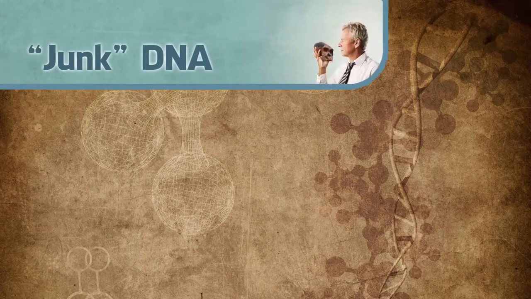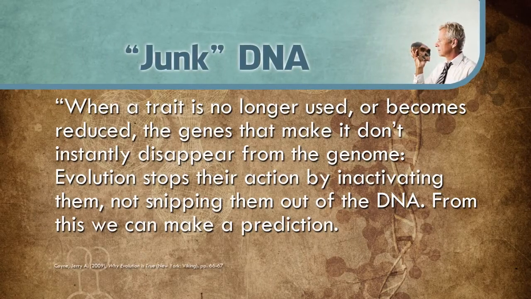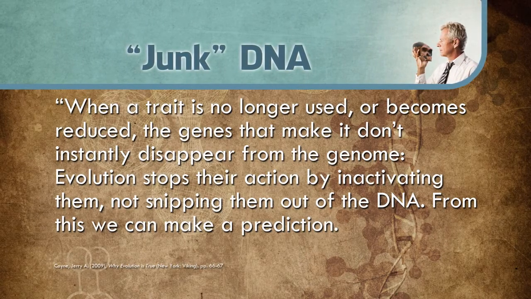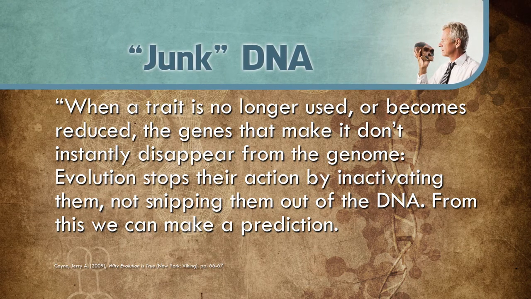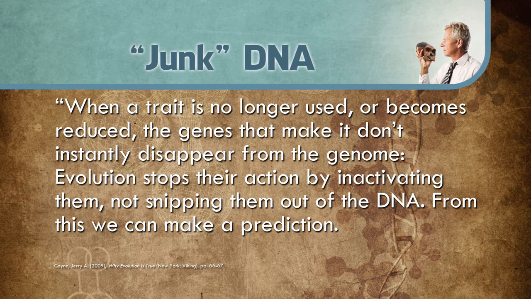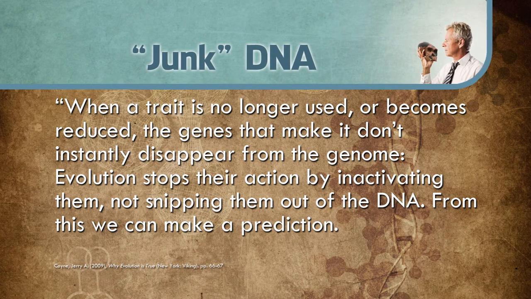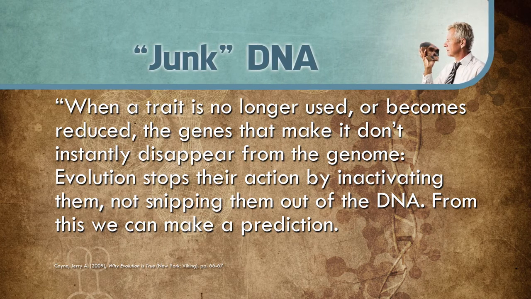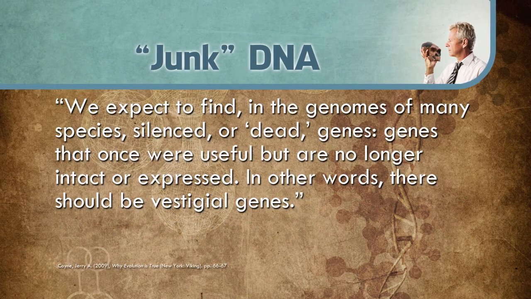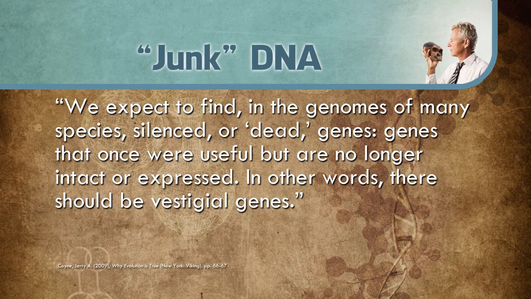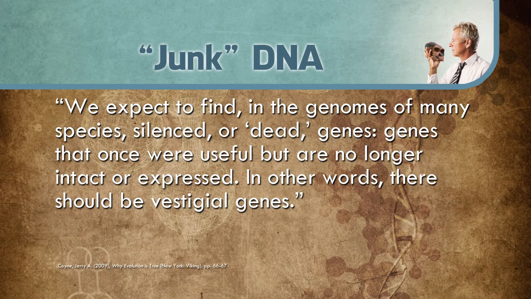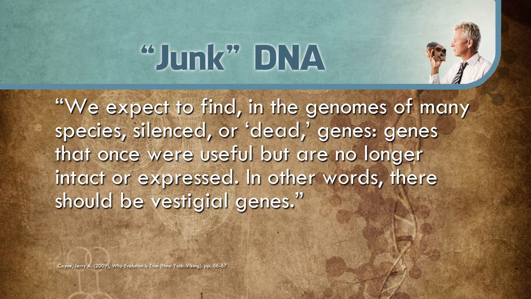What about junk DNA? This alleged evidence is taking center stage in many circles today. Jerry Coyne is an evolutionary geneticist of the University of Chicago. He explained it this way. When a trait is no longer used or becomes reduced, the genes that make it don't instantly disappear from the genome. Evolution stops their action by inactivating them, not snipping them out of the DNA. From this, we can make a prediction. We expect to find in the genomes of many species silenced or dead genes, genes that once were useful but are no longer intact or expressed.